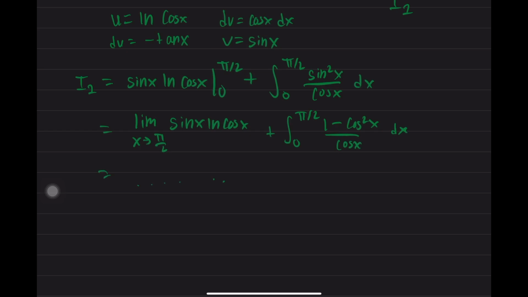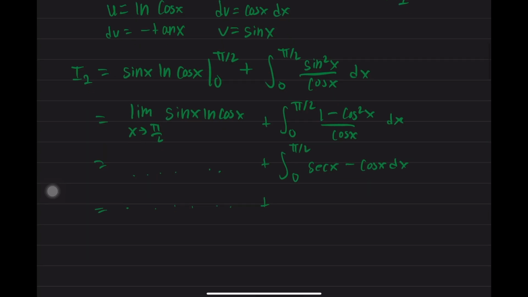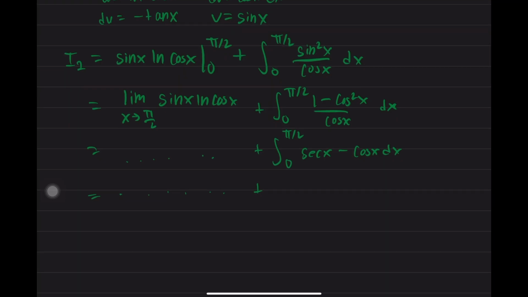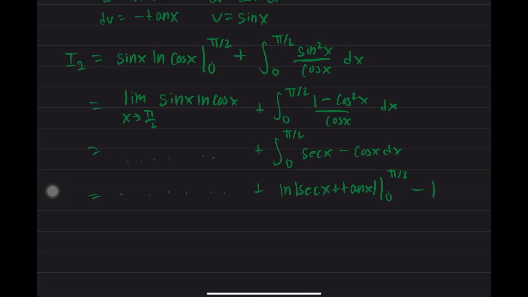And this stays the same, plus. So now we can rewrite this as the integral of secant x minus cosine of x dx. So what is this? Well, the integral of secant x is one which is really known. So we have ln of absolute value of secant x plus tangent x from 0 to pi over 2. And we just evaluated negative cosine of x before, right? From 0 to pi over 2, that becomes negative 1.